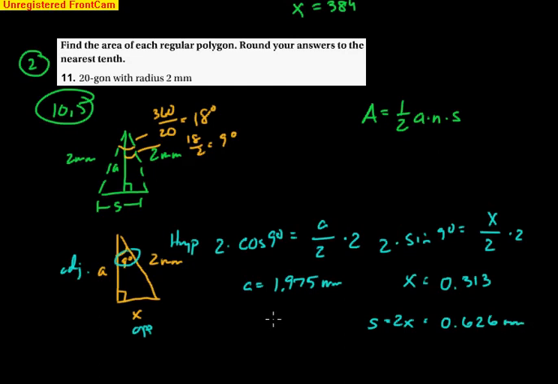And there we go. So I have my apothem, my side length, and my number of sides. Plug it in. So back to green. A equals 1/2 times the apothem, 1.975, times the number of sides, 20, times S, 0.626. And when I plug this in, I get 12.4.